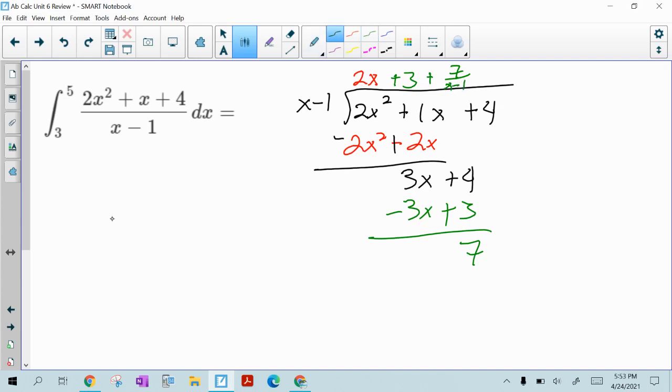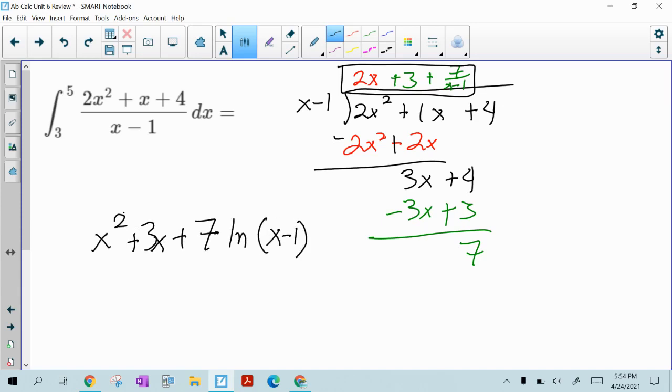And this one's going to be fairly easy. You just take the integral of that new quotient, and that's going to be x squared. You take the 2 and divide by 2 gets you 1, plus 3x plus 7 times the natural log of x minus 1. Okay, then I need to evaluate this by substituting in my 3 and my 5. Not going to take the time to do that right now. Sorry, guys. I really just don't have the time.